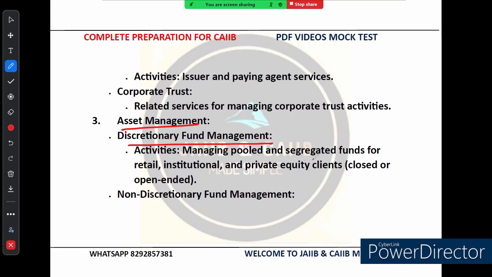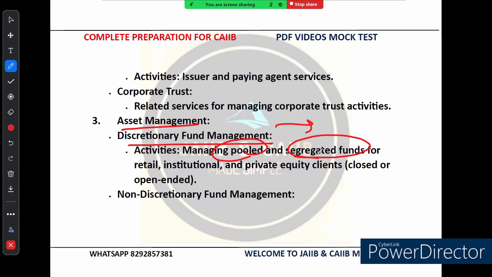This could be for a pooled fund, where many investors pool their money together to invest in a large portfolio, or it could be for a segregated fund. Segregated fund means the money is kept separate and managed just for one client. An example here could be a pension fund, where the bank decides where to invest the money to maximize return for retirees.